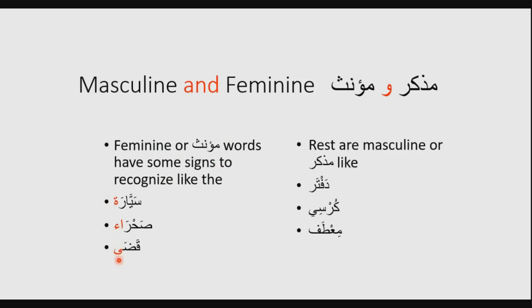When you find these things, it is a mu'annath. But you do not go with Isa and Musa. There are some exceptions for alif maqsura. And the rest, we do not have ta marbuta, alif hamza or alif maqsura. They are mudhakkar. That's it.